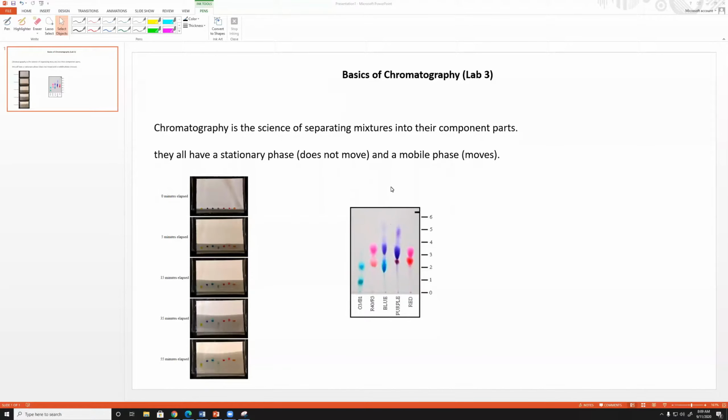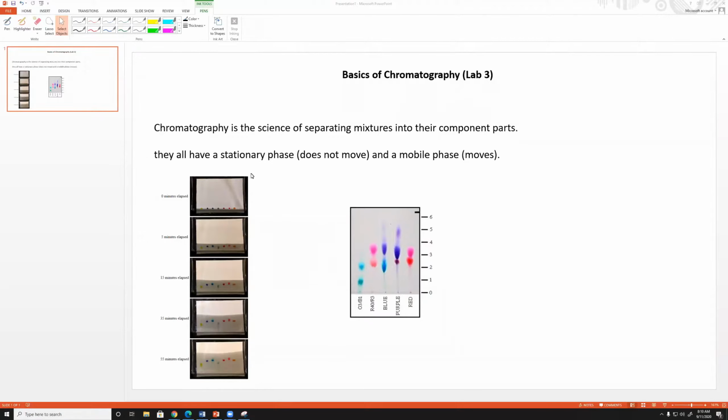In this video, we're going to be covering the basics of chromatography that was covered in Laboratory 3. Chromatography is the science of separating mixtures into their components. No matter what kind of mixtures you have, they will contain one or more different compounds. This technique is used to separate those compounds, and you can get different dots, as you can see in this data here that we're going to analyze in a minute.